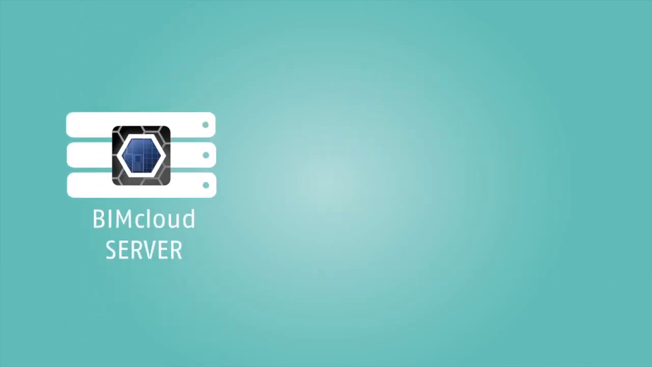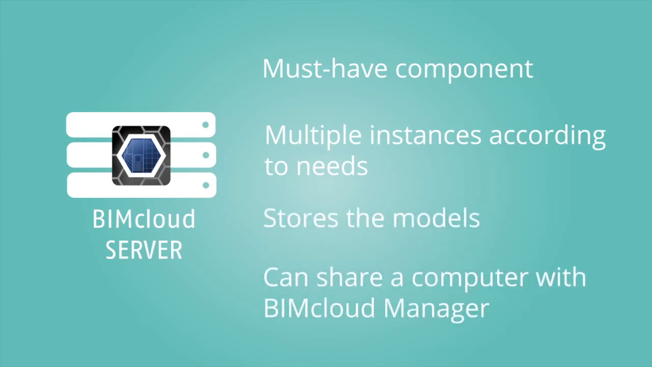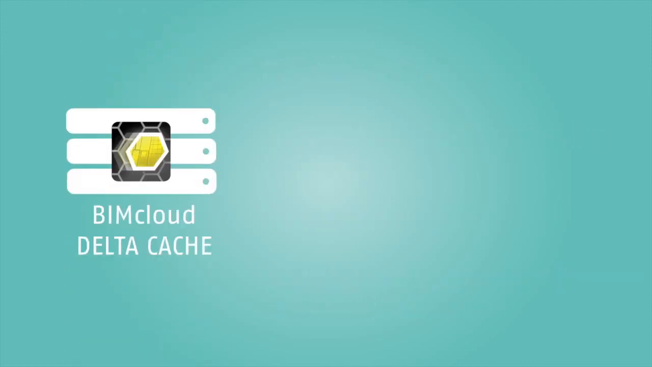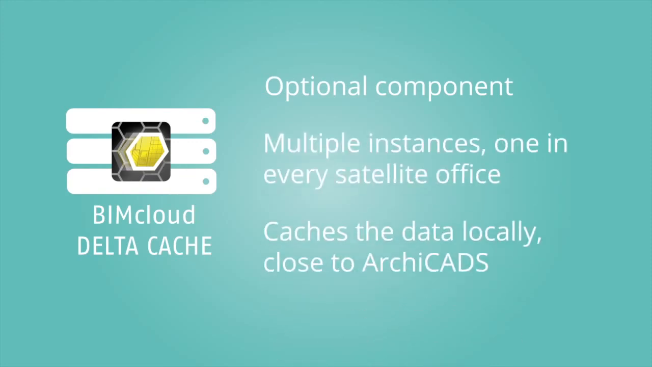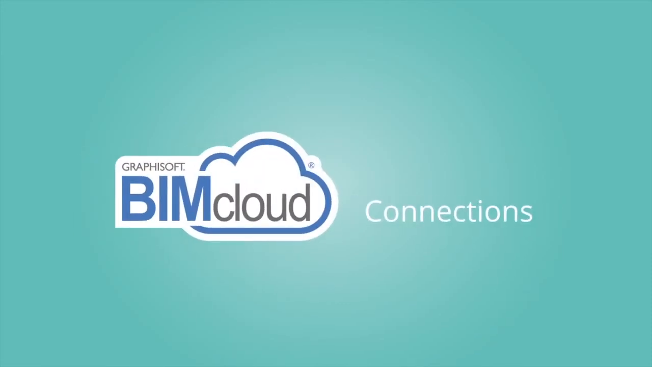BIM Cloud servers are the components that work together with workstation computers running ArchiCAD while using Teamwork. Multiple BIM Cloud servers can be set up in the office according to the resource needs. This stores the model, and ArchiCAD communicates with the BIM Cloud server every time a model is sent or received. The BIM Cloud Delta Cache component optimizes the bandwidth usage in the remote offices by caching the model information on the client side. The connections between the BIM Cloud components are the following.